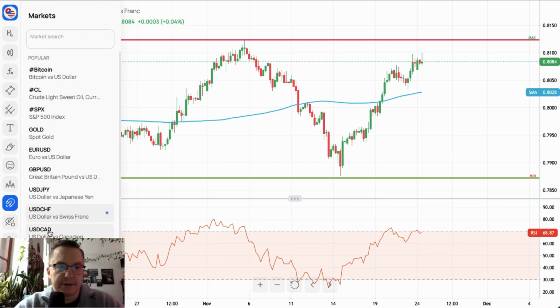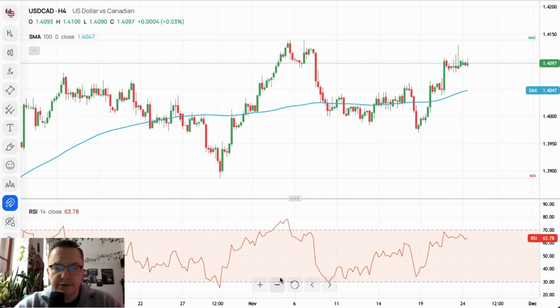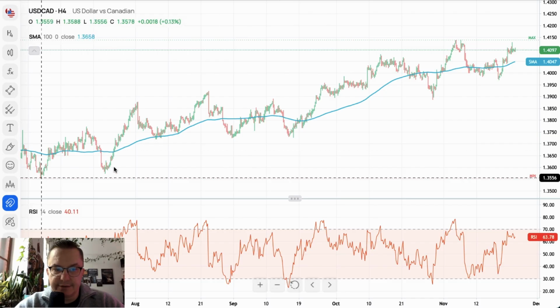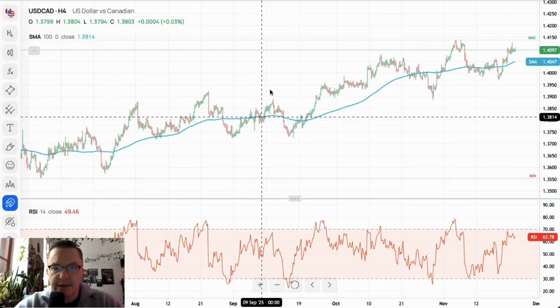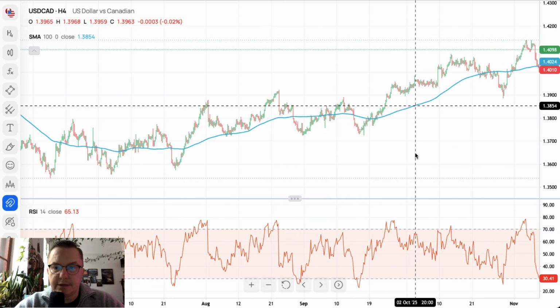Not much is going on here with the US dollar versus the Swiss franc. Very interesting situation on the Canadian dollar, because as you can see, we got consecutive higher highs and higher lows. Slowly but surely this market keeps moving higher.